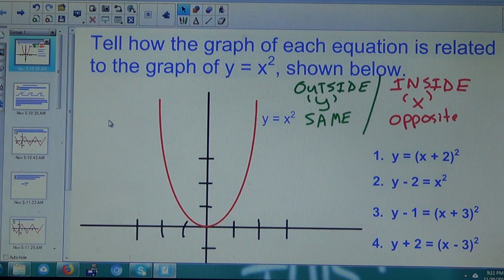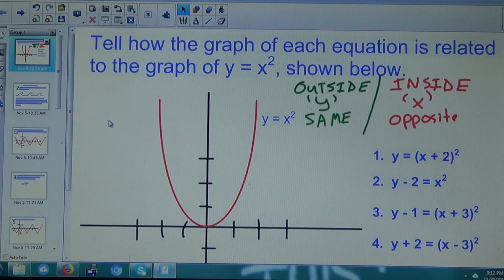Okay, so using that information up here, if you look at number 1, we have to ask ourselves, where is the 2 located, on the inside or the outside? Yes, it's on the inside. So if it's on the inside, that means we're going to change the x values. Which direction does the x-axis run? Yep, left and right. So the x goes left and right.